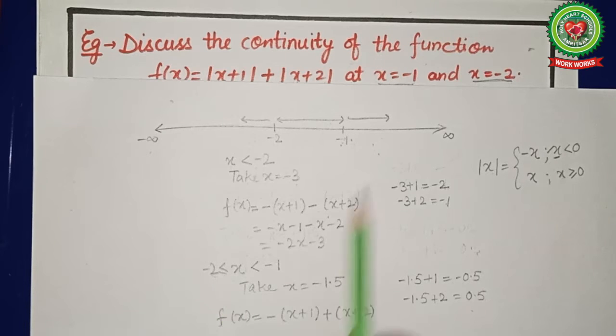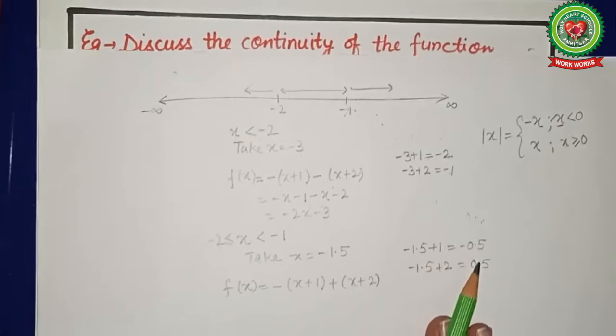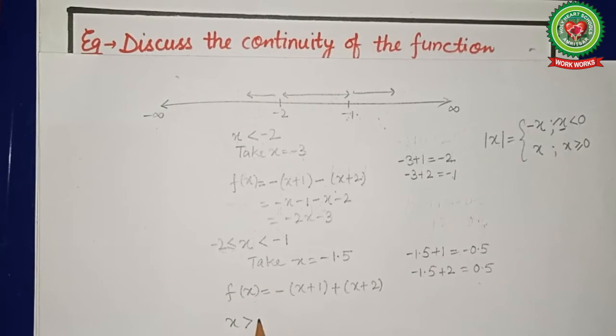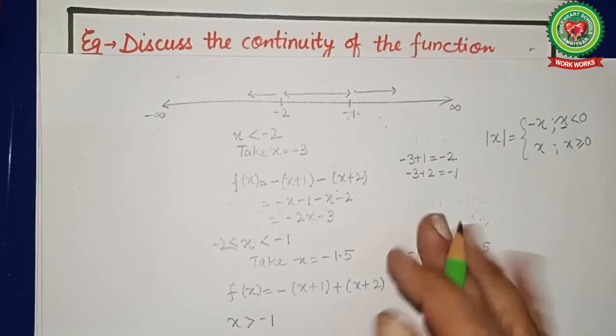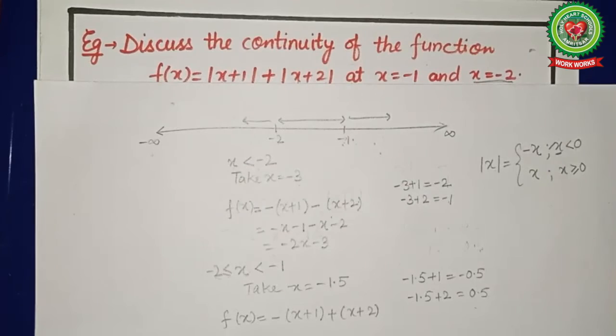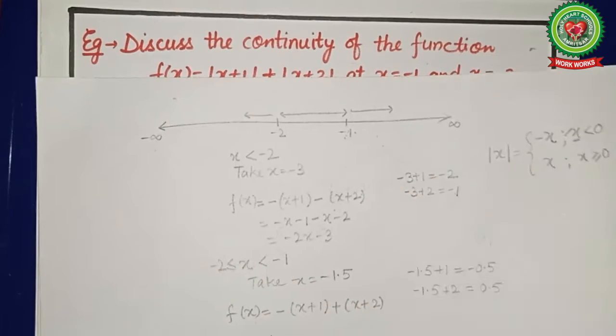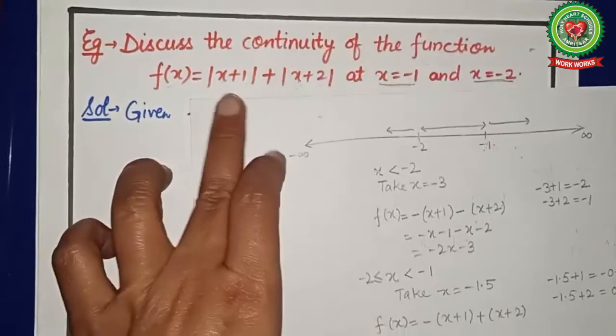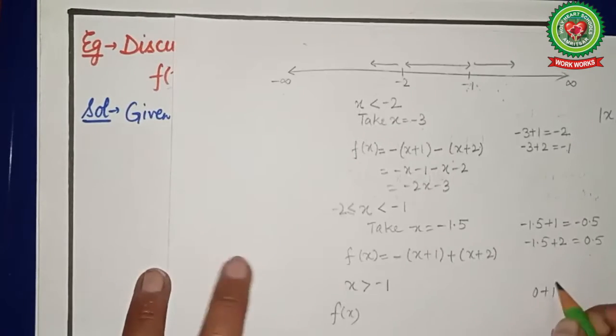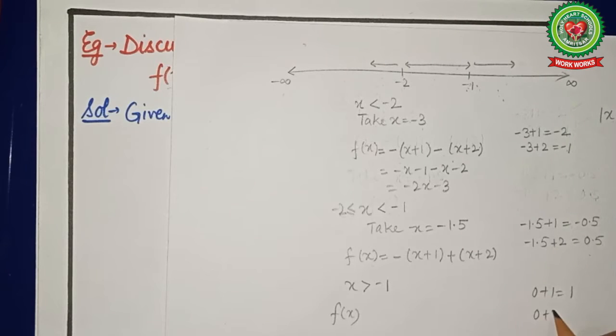Now the third case is when x is greater than -1. You can take any value, you can take 0, you can take 1. So when you take 0, 0 + 1 gives 1, which is positive, and 0 + 2 gives 2. Both are positive, so we will take the positive sign: (x + 1) + (x + 2). On simplifying it, we will get the value of the function.